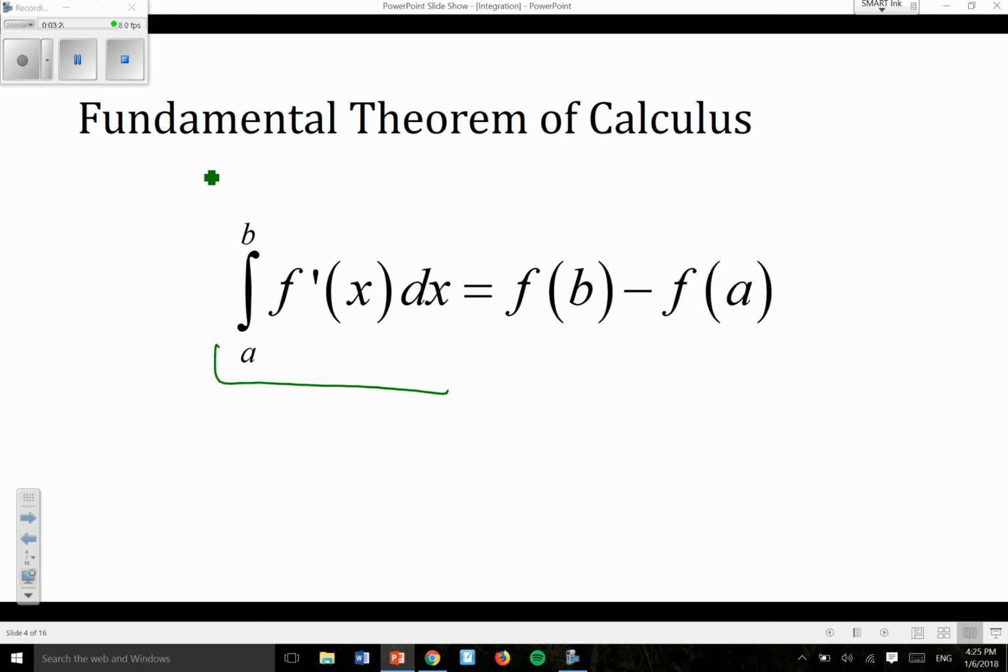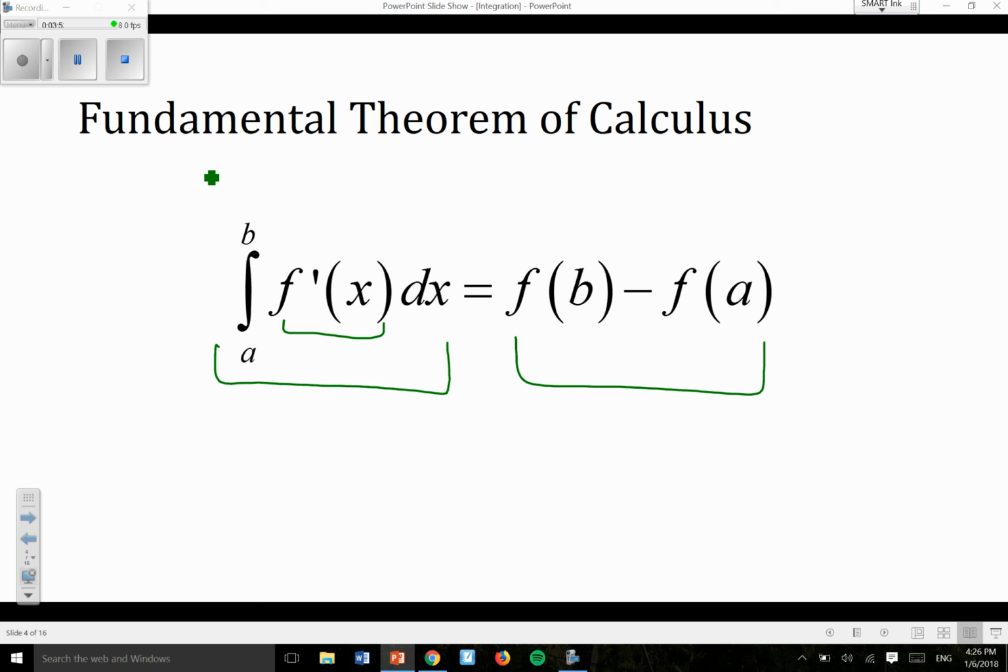want to find the exact area under a curve, let's say this curve is f prime, we can anti-differentiate our integrand and plug in our bounds. That is super powerful in giving us that exact area under the curve. All that we have to do is anti-differentiate, plug in b, and plug in a.